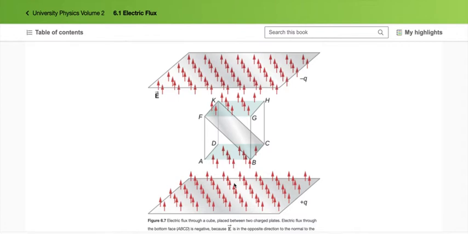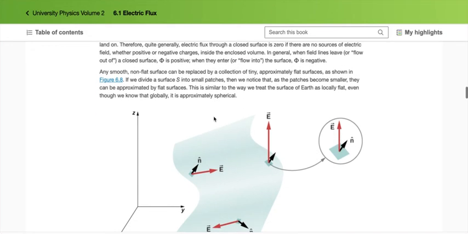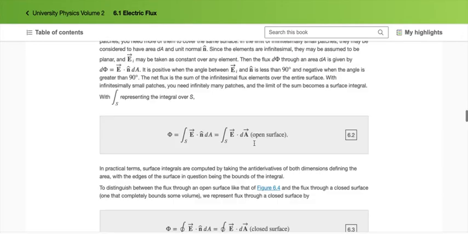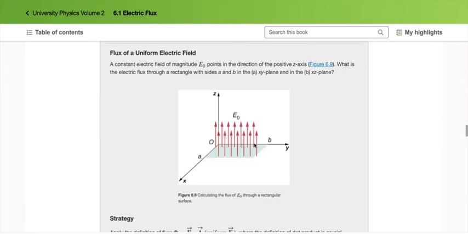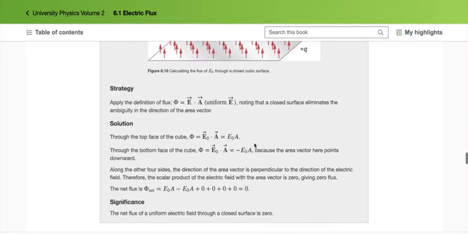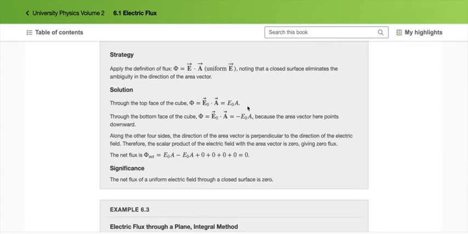In other words, everything that flows into this cube also flows out of it. So the total flux is 0. And that's all worked out here, if you want to see all those details, this is from your book. That's all worked out here.